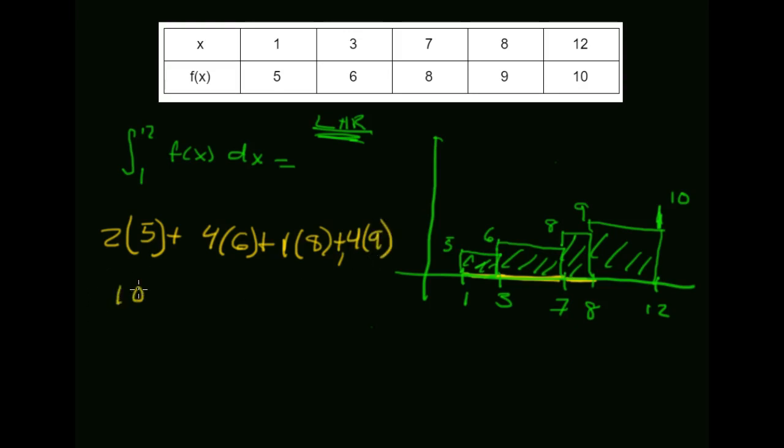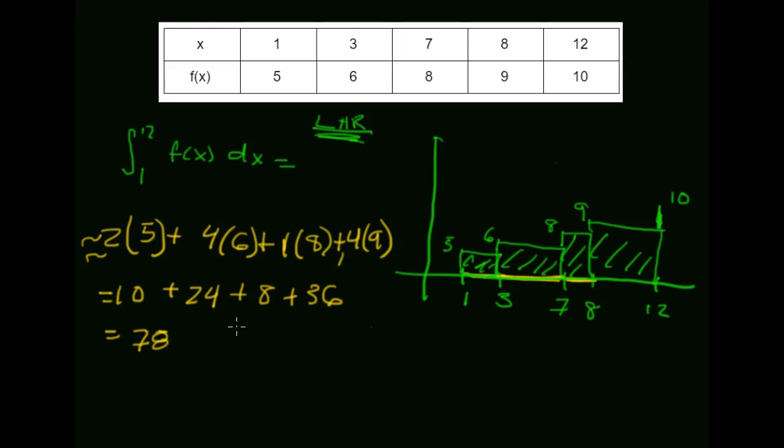So 2 times 5 is 10. 4 times 6 is 24. 1 times 8 is 8. 4 times 9 is 36. So this is an approximation here. Let's see, that's 34 plus 8 is 42. 42 and 36 is going to give me 78 as my estimation there.